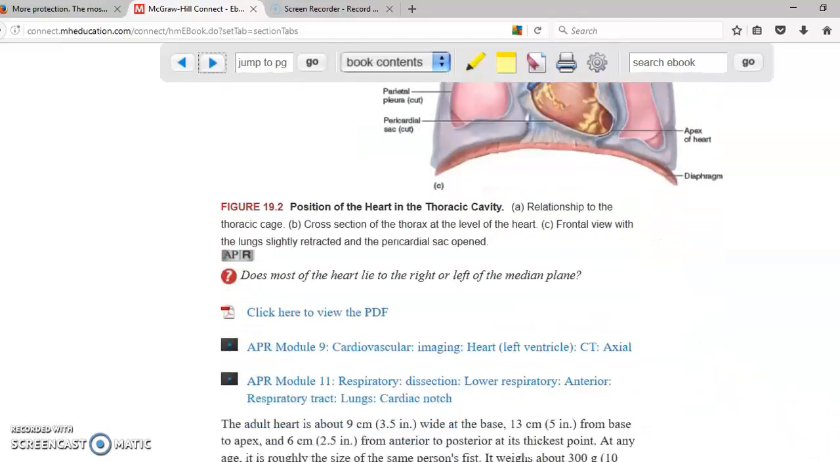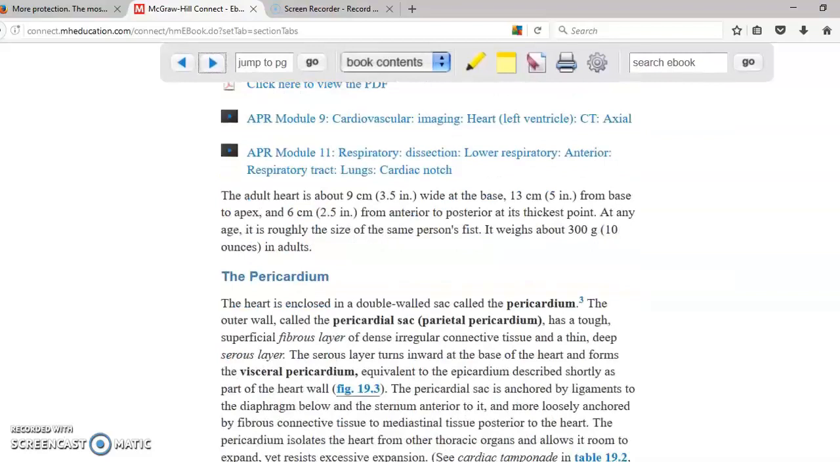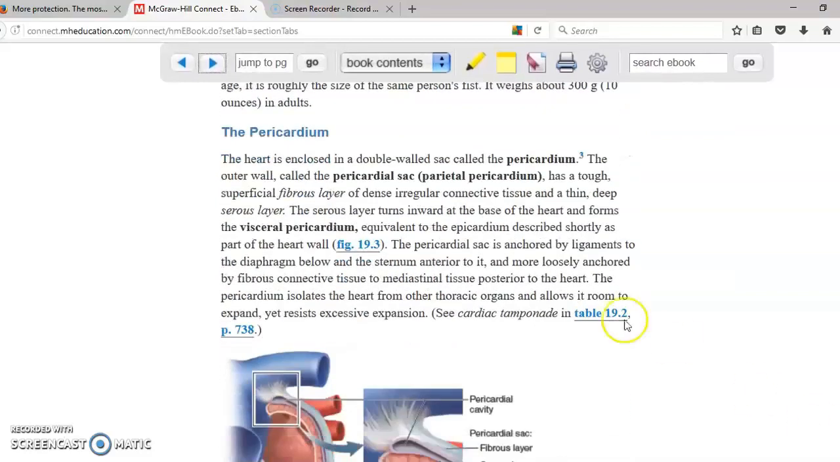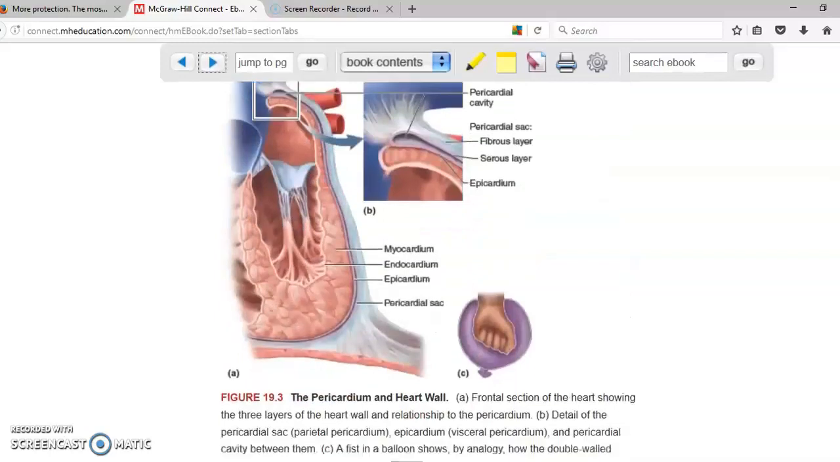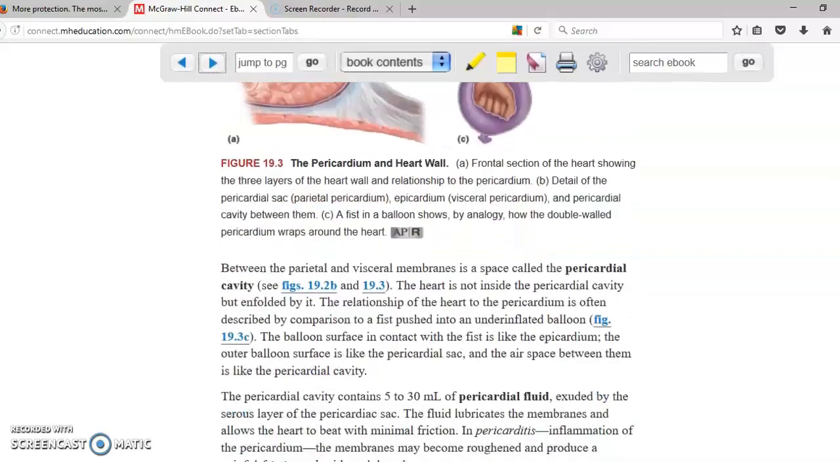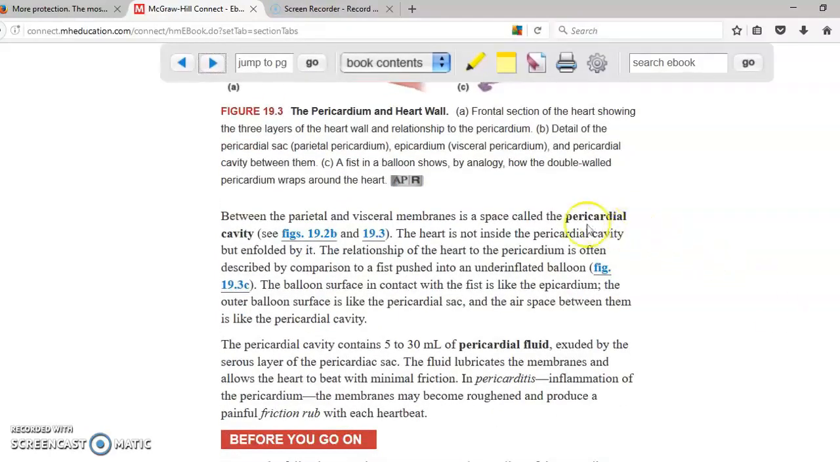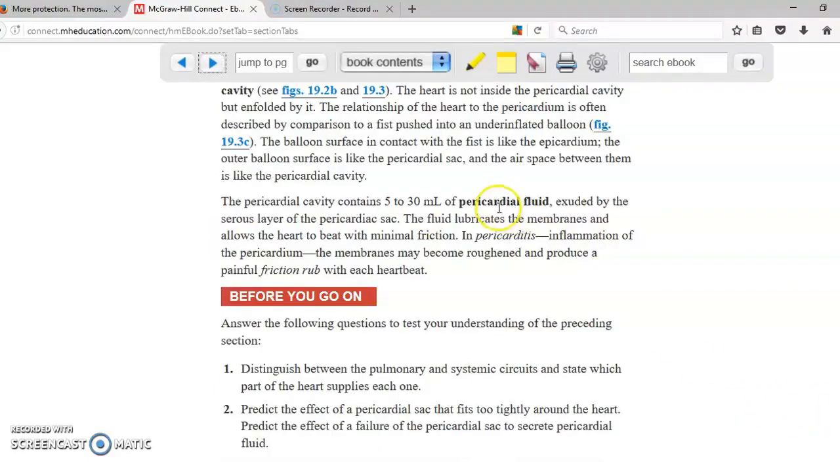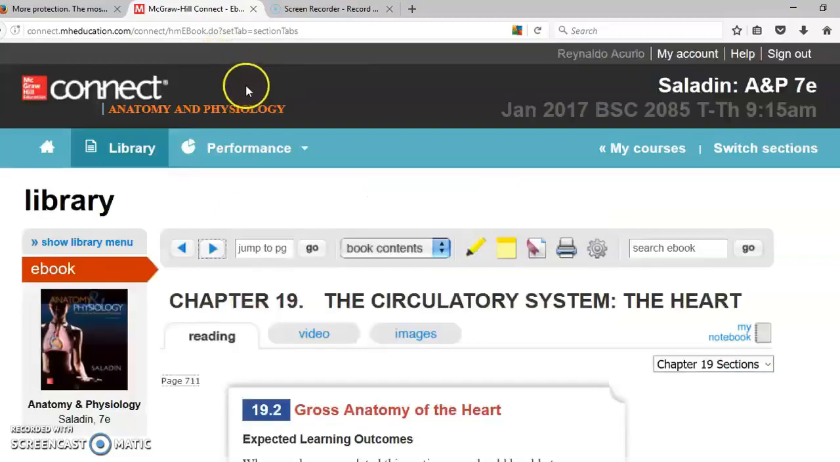The heart obviously has a very close relationship with the lungs, and because of that, the heart is covered by a membrane called the pericardium. The pericardium has two layers. One is the parietal pericardium, and the other one is the visceral pericardium. In between the two layers, you have fluid. The space in between the two membranes is called the pericardial cavity, and the fluid in between the two layers is the pericardial fluid. Let's go to the next topic.